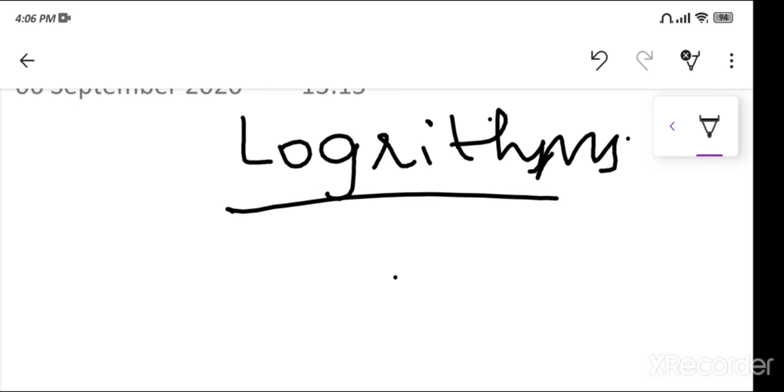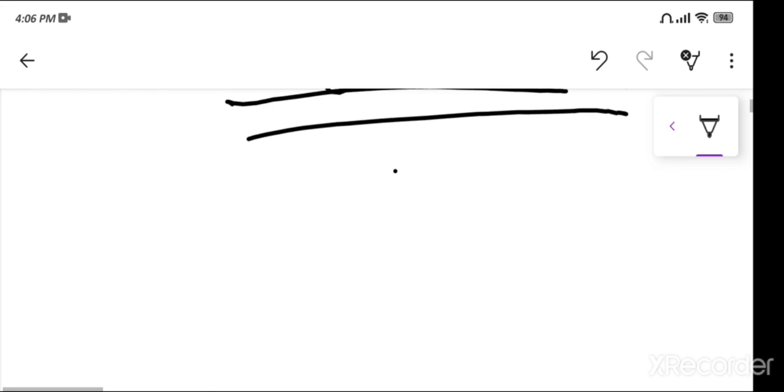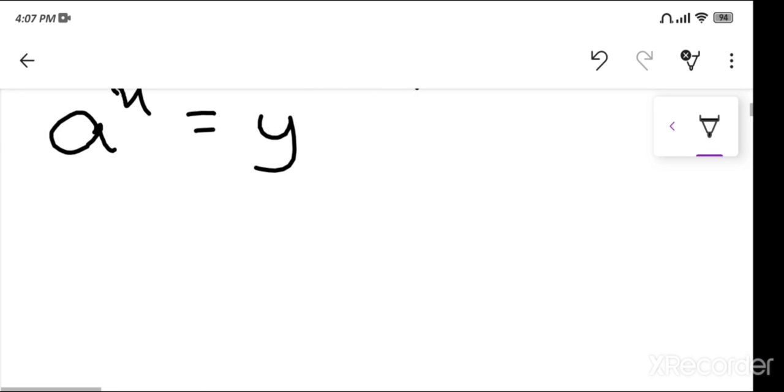Logarithms. So, for example, let us take an easy one: a power x is equal to y. How do you write this in logarithm form? If you need to understand logarithms and everything, you need to be perfect in this simple technique.